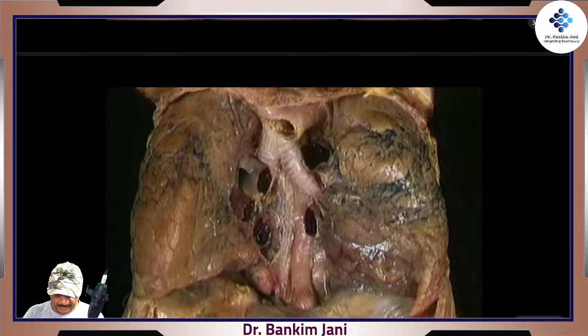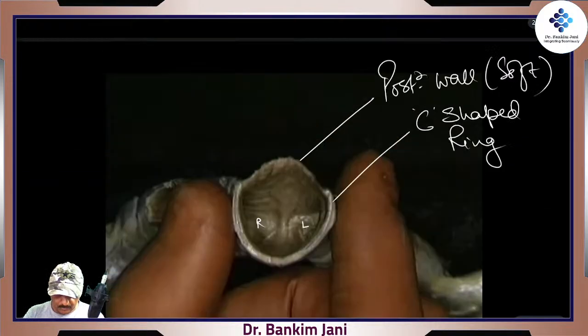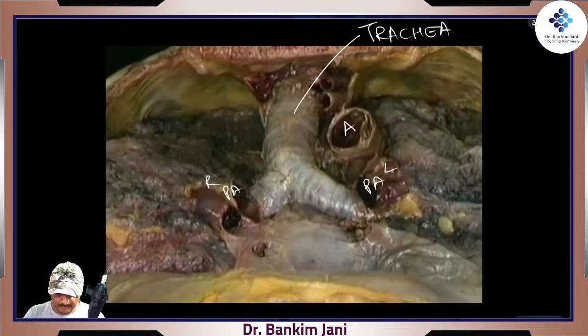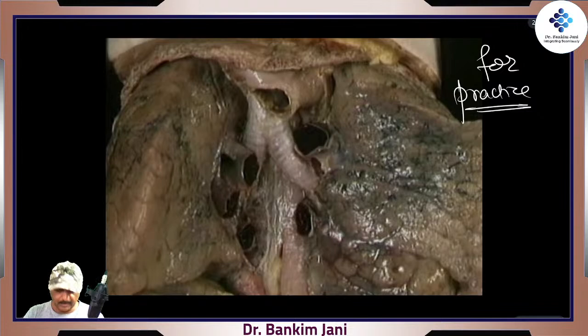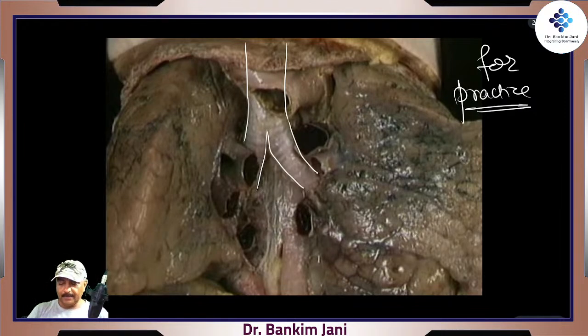Let's go back to one figure, one image. Yeah, this image. See, I'm drawing, this is trachea. This is trachea. And trachea divides into right and left. So trachea divides into right and trachea divides into left. Can you notice that the right side, this is the right side, is almost in continuation with the trachea.